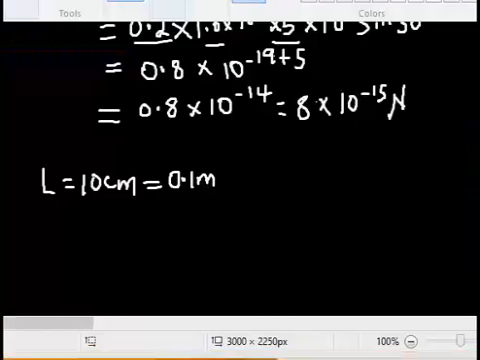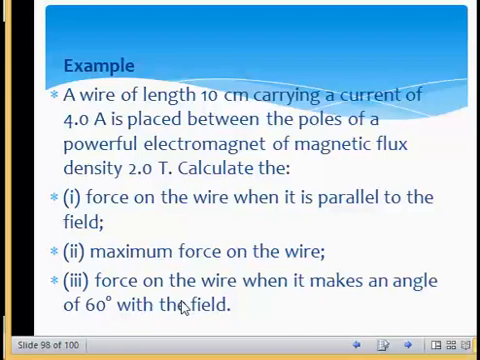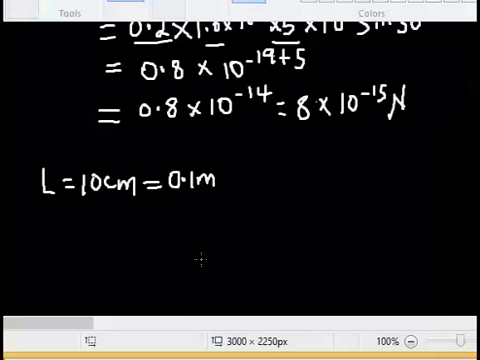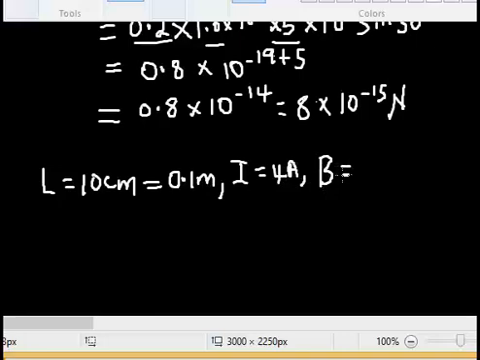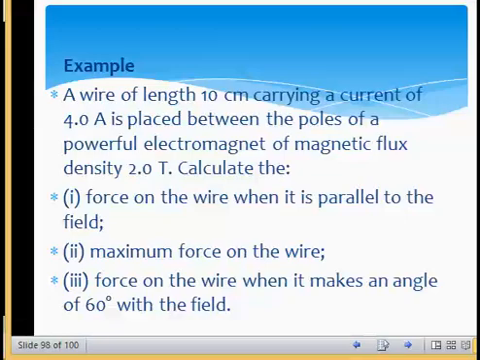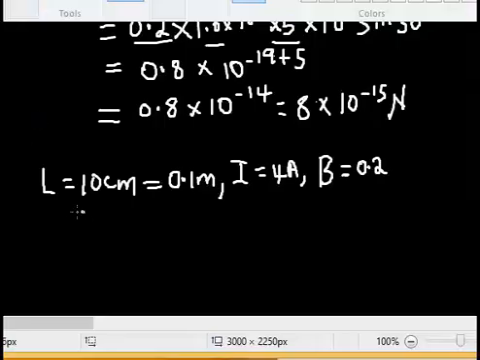All right, so let's go. The current is 4 ampere. The magnetic flux density is 0.2, right? 0.2. All right, so having known that, the question is: calculate the force.